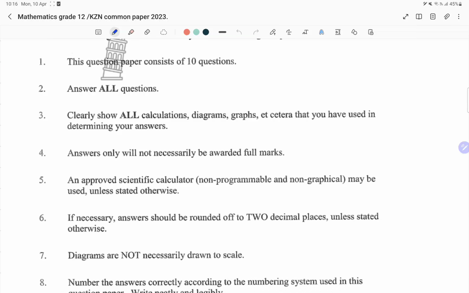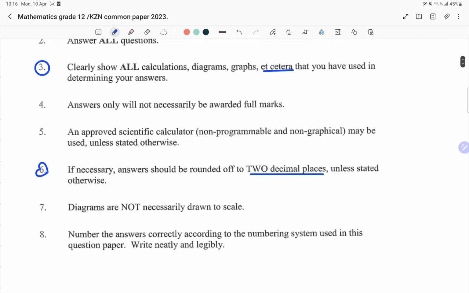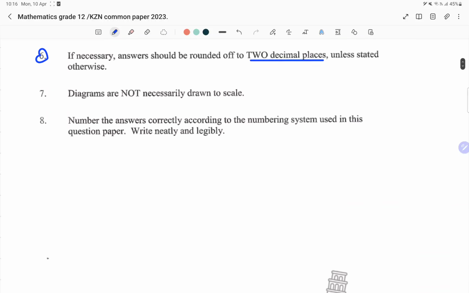Always make a habit of ensuring that you are clear on the instructions. Of course, the first one gives you a topography of the paper and you are instructed to answer all questions, but what makes more of an operative rule is to show clearly all calculations, diagrams, and absolutely anything that is acceptable in maths that you have used in determining your answers. All right, and then this one comes into yet an important consideration. So here we are to round off to 2 decimal places. So basically no less, no more. We're instructed that we restrict our rounding off to just 2 decimal places. And then of course the rest is as you know it.